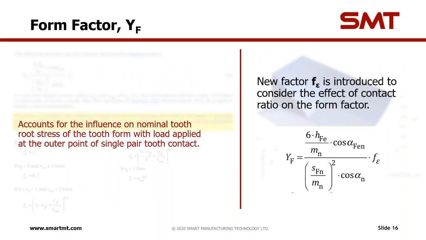Okay, so the other thing in section 3 that's changed is the form factor. So this accounts for the influence on nominal tooth root stress of the tooth form with load applied at the outer point of a single pair tooth contact. So the main thing we're considering here is that there is a new factor, F epsilon, which is introduced to consider the effects of contact ratio on the actual form factor value.